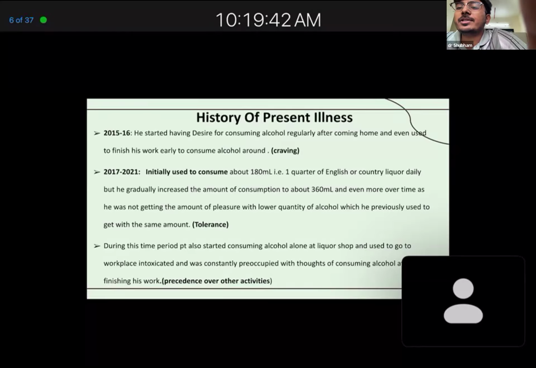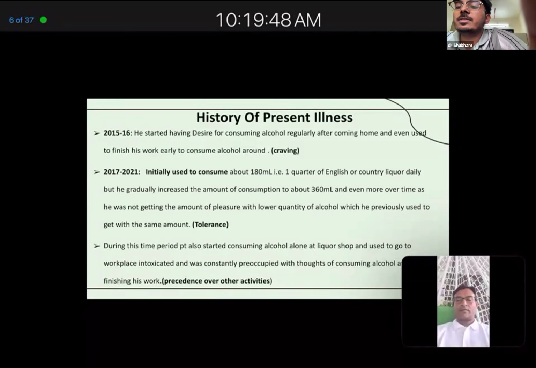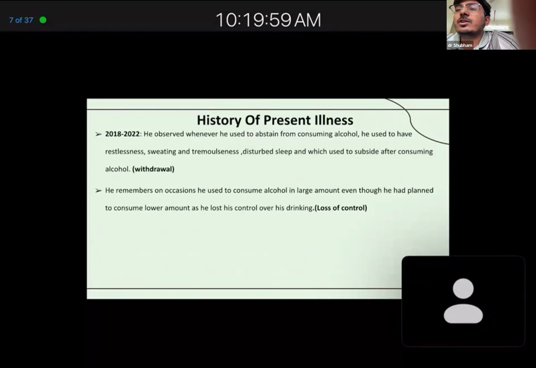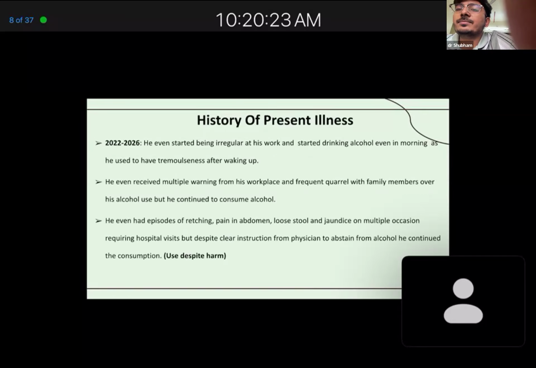During this time period, the patient also started consuming alcohol alone at the liquor shop and used to go to the workplace sometimes intoxicated, and was constantly preoccupied with thoughts of consuming alcohol during work and even after finishing his work. After that, he observed whenever he used to abstain from consuming alcohol, be it for any reason, he used to have restlessness, sweating, and tremulousness, and sometimes disturbed sleep, which used to subside after consuming alcohol. He remembers on occasions he used to consume alcohol in large amounts, even though he had planned to consume a lower amount, as he lost his control over his drinking.